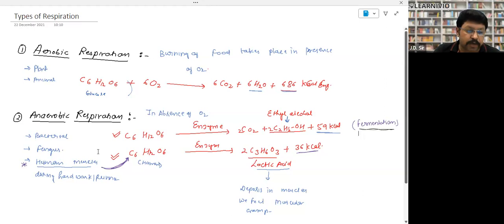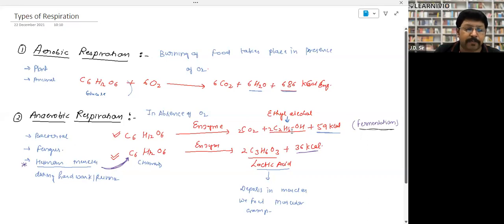Again, in bacteria and fungi, suppose you have put bacteria, yeast or fungi in a particular dough. What will happen? It will release enzyme outside. It will break down glucose into 2 carbon dioxide molecules, and ethyl alcohol formation will take place.